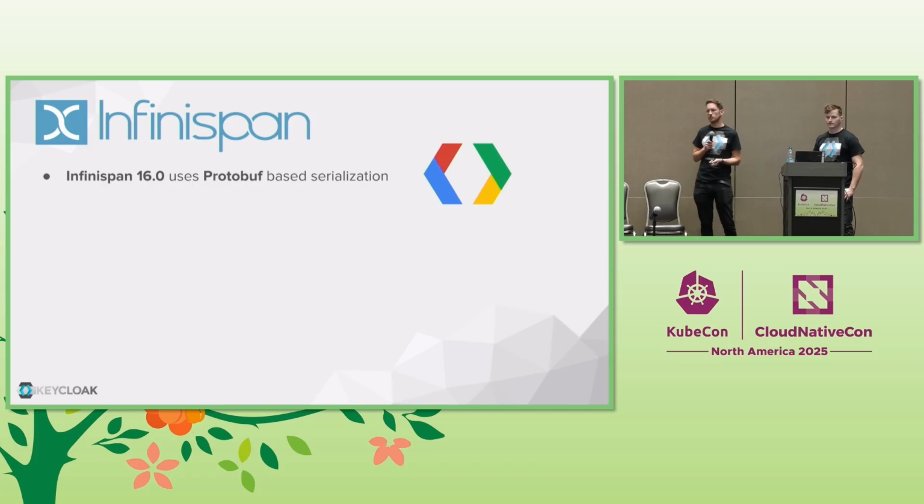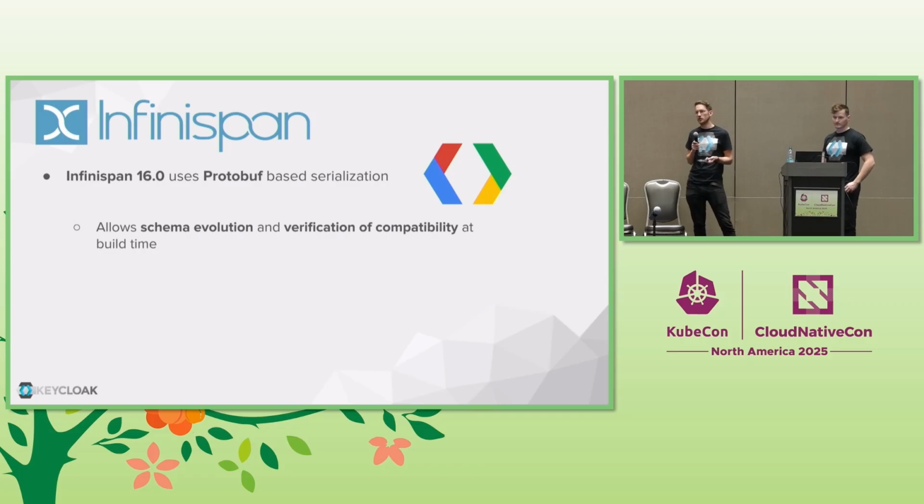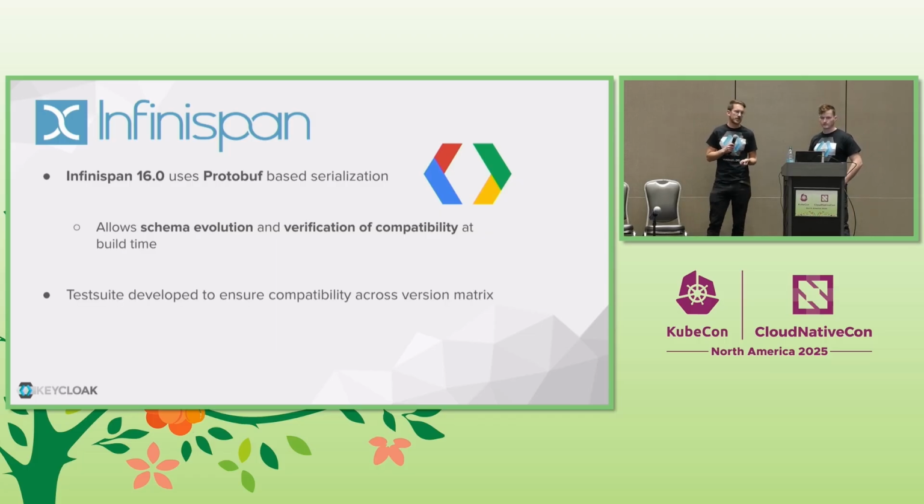Starting with Infinispan 16, which was literally released last Friday, Infinispan now utilizes protobuf-based serialization. This allows schema evolution over time. You can add new fields to messages, that kind of thing. And crucially, it allows the verification of message compatibility at build time. So before an Infinispan PR even gets accepted, we know whether compatibility has been broken or not. The Infinispan team also spent a very long time developing a new test suite that ensures compatibility across different Infinispan versions, and this is incorporated into their CI processes.